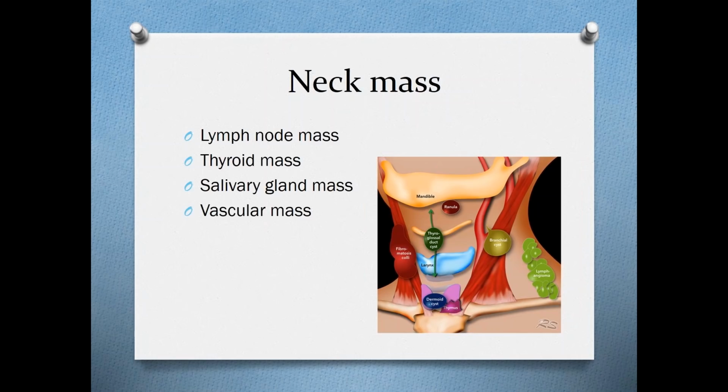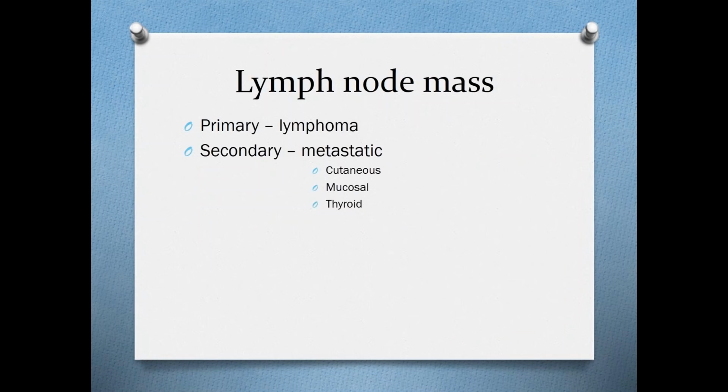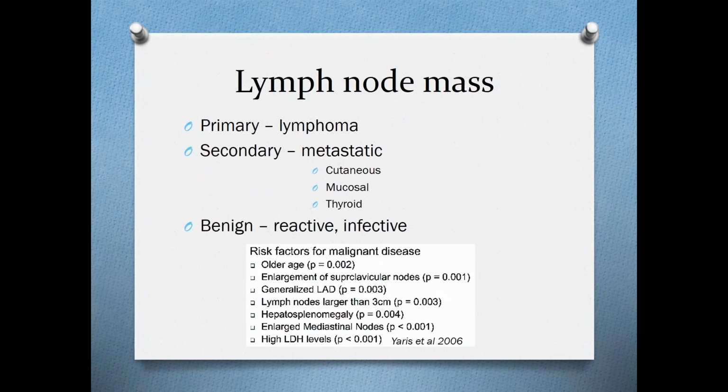So neck lumps or neck masses are a big one. Broadly speaking, they can be from lymph nodes, salivary glands, thyroid, or vascular masses. And we'll go through these really quickly in the next few slides. So lymph nodes, it can be a primary lymphoma, it can be a metastasis from a skin lesion, very important in our part of the world.